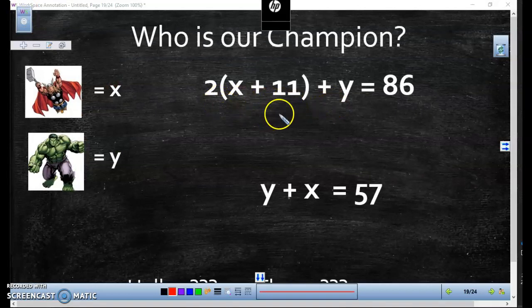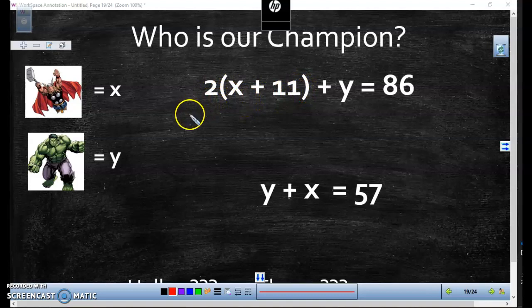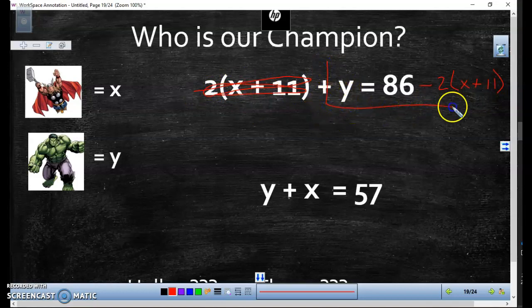So we need to move everything that's on the same side as y to the opposite side. This 2 is multiplying times this group right here, so it's part of the group as well. And so what we can do is take away that entire group and put it on the other side. Over here we'll get minus, because over here it's a positive group. So we get minus the group, minus 2 times x plus 11. That'll cancel it out on this side. So that's gone, and all I'm left with is a positive y. That's all I needed. Y equals 86 minus 2 times x plus 11.